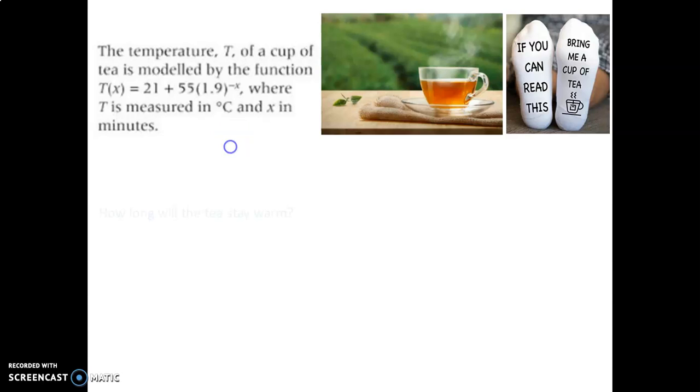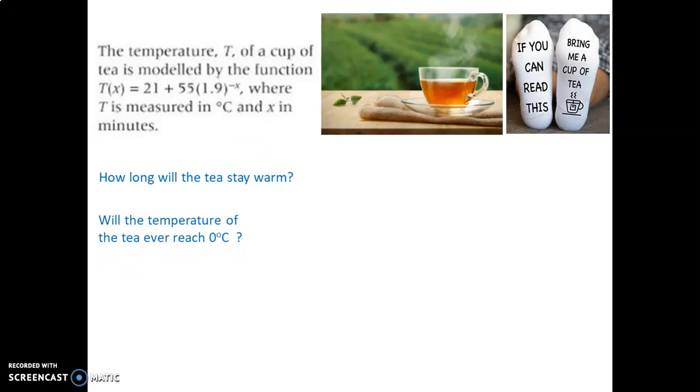A couple general questions for you to answer. How long will the tea stay warm? And I'm not asking you to use the function here, I'm just asking in general. What do you think? How long will the tea stay warm? Give an answer. Okay, number 2, will the temperature of tea ever reach 0 degrees Celsius? Okay, and can we find the temperature at different times? Because the tea's temperature changes, of course, it's cooling.